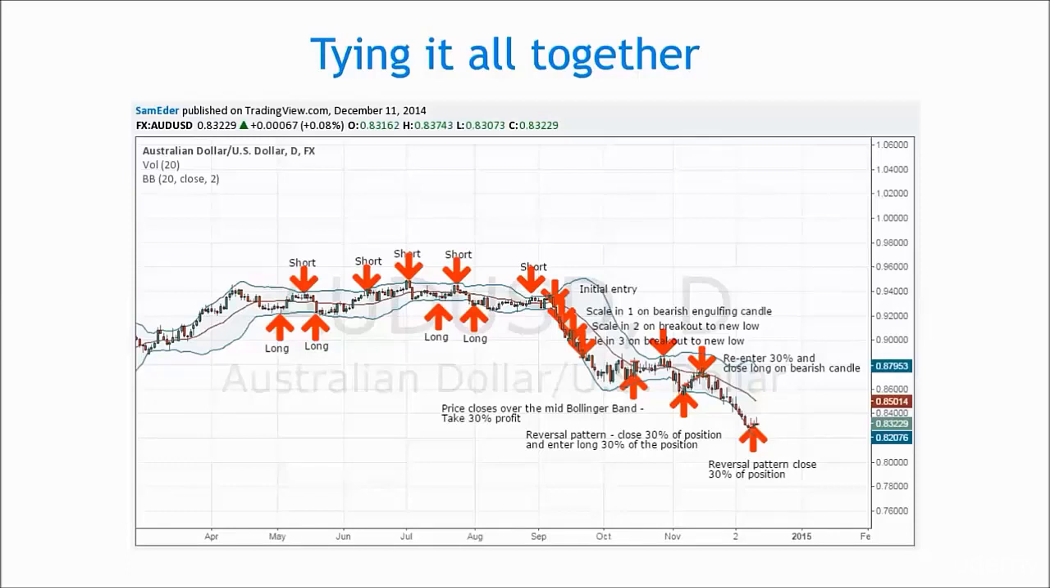Of course, at some point you are going to need to close the position completely. To do that, you would use your complex exit strategy from Lesson 12.